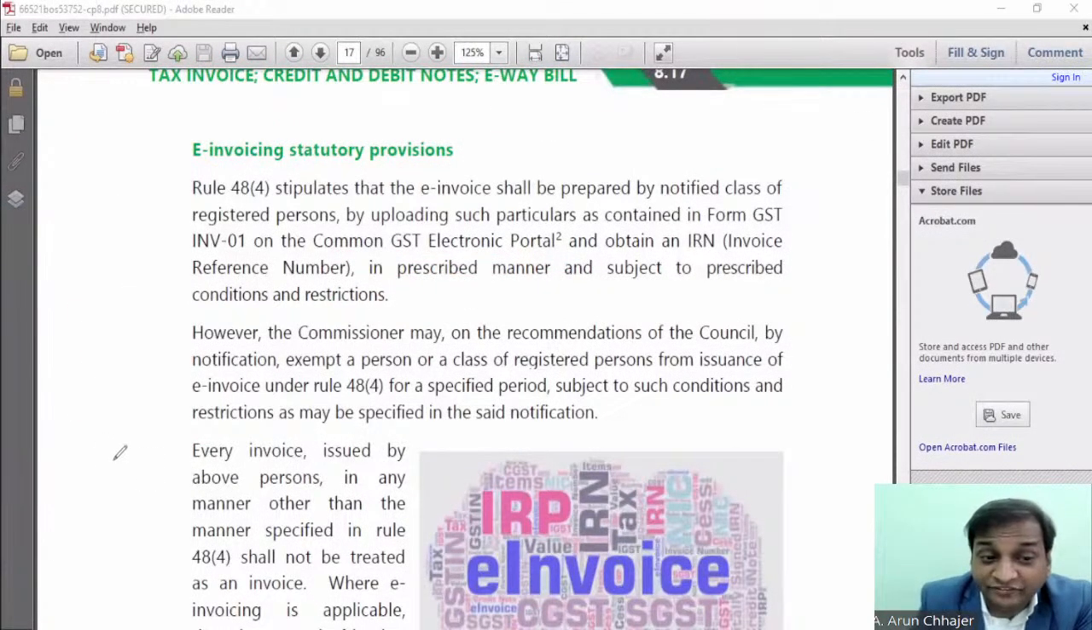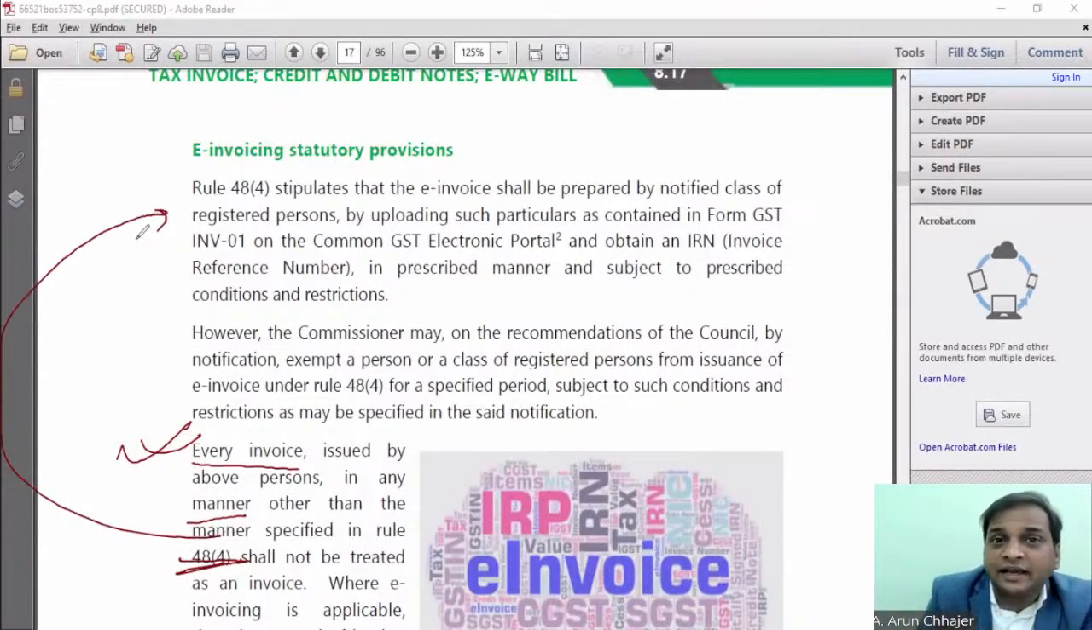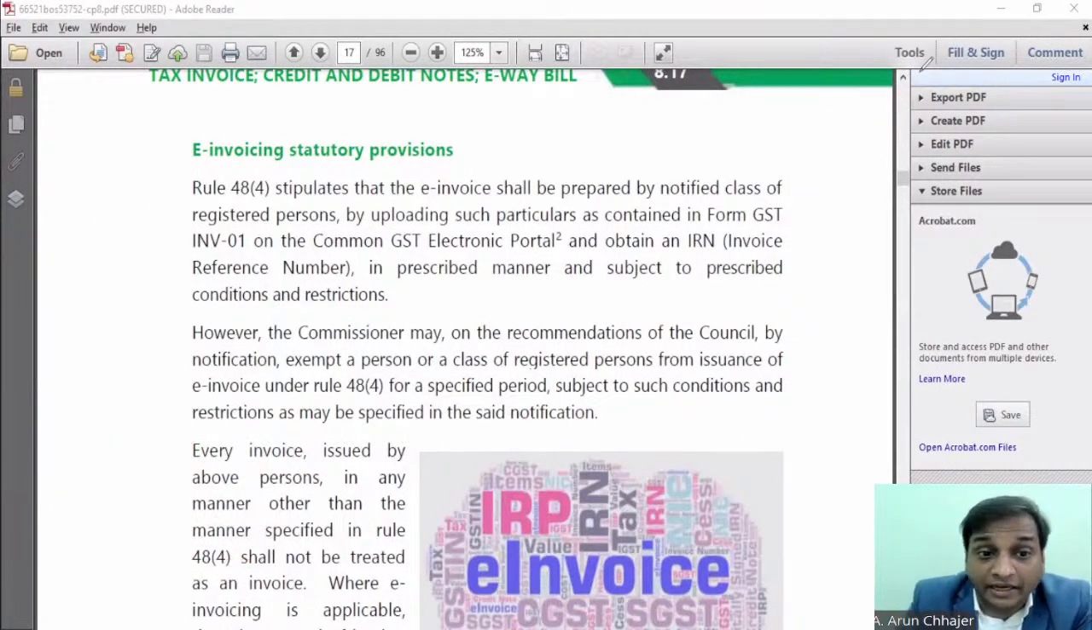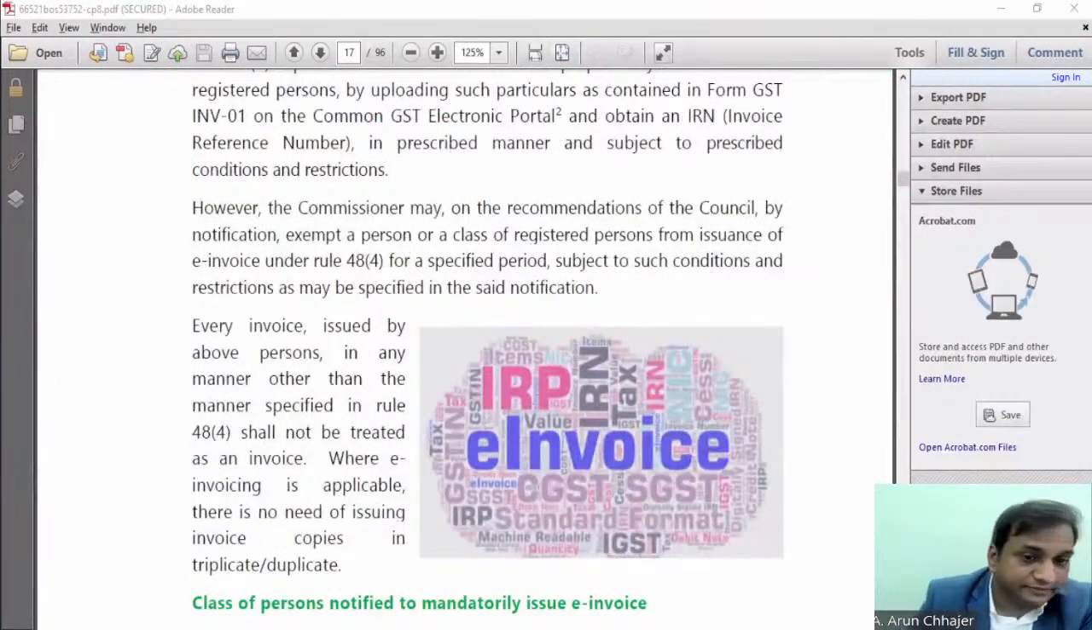Now 48.5 is saying if e-invoice is applicable and invoice is prepared in any manner other than 48.4, it means I have not followed the e-invoice schema. I have not followed through IRP portal. I have made manual tax invoice. Will it be applicable? This is the answer: it is not applicable. Answer is no. The document which you prepared will not be called an invoice.